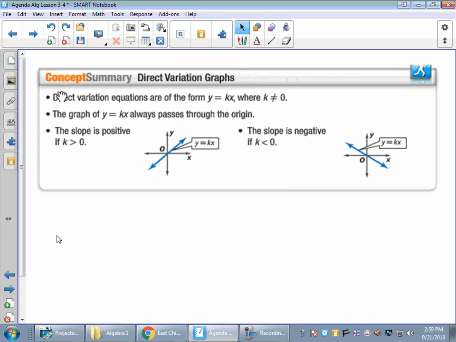The graph of y equals kx always passes through the origin. And if the slope is positive, then we have a line that looks like this. And it's positive if k is greater than 0. So remember, this is your greater than sign.